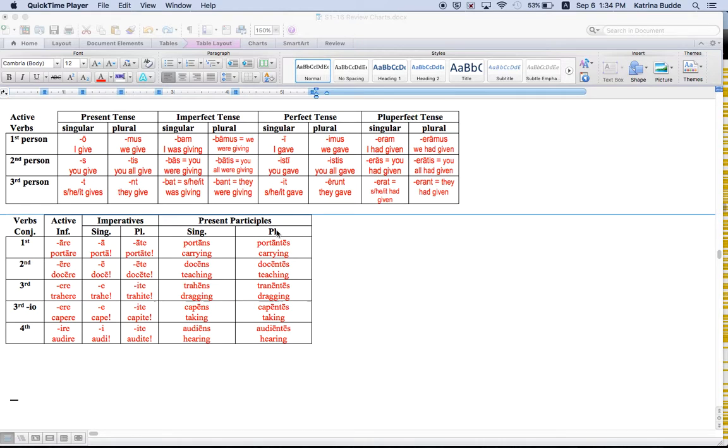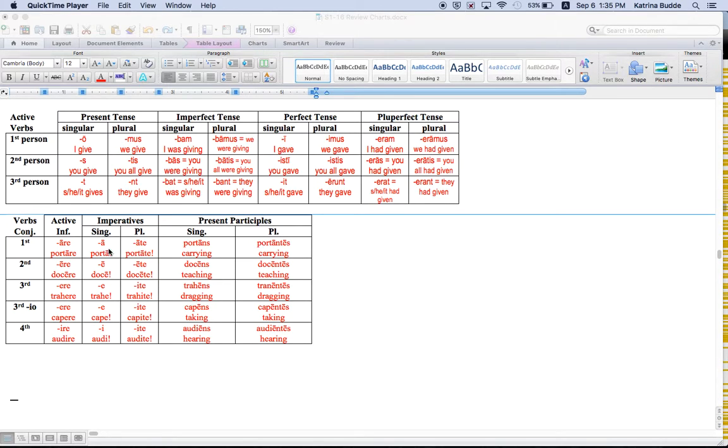We also learned the infinitive back in stage 13, and it looks a little bit different according to the different conjugations. So for the first conjugation, we have are, in the second conjugation ere, the third is ere, same with the third io, and the fourth conjugation is ire. The infinitives are translated as to, so to carry, to teach, to drag, to take, and to hear.